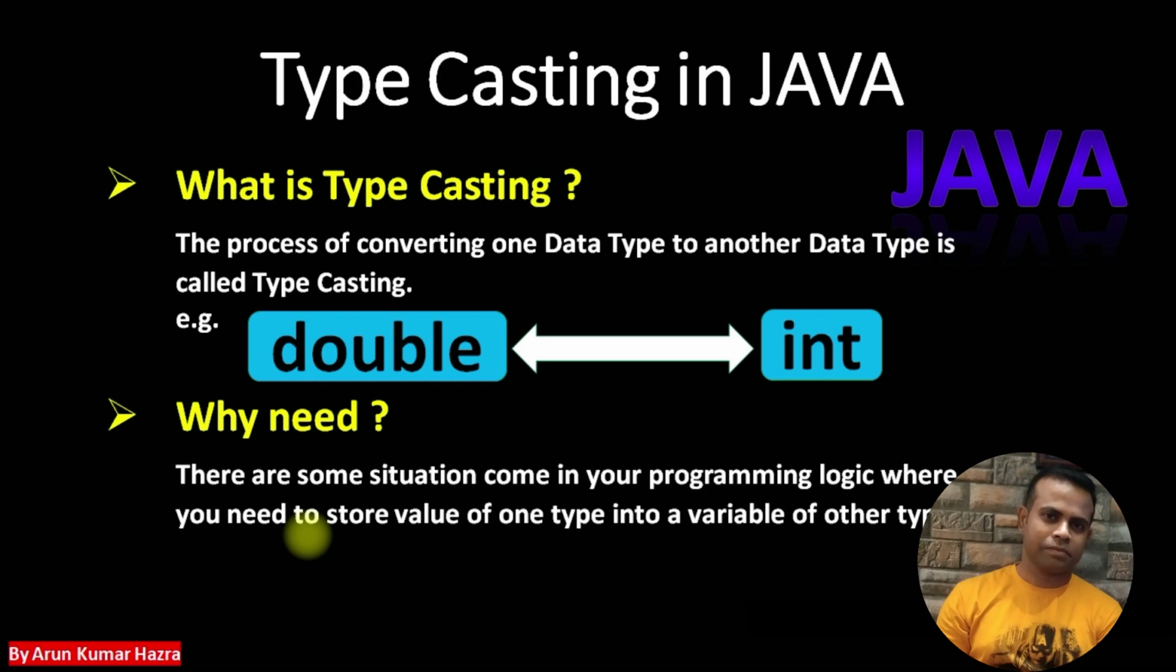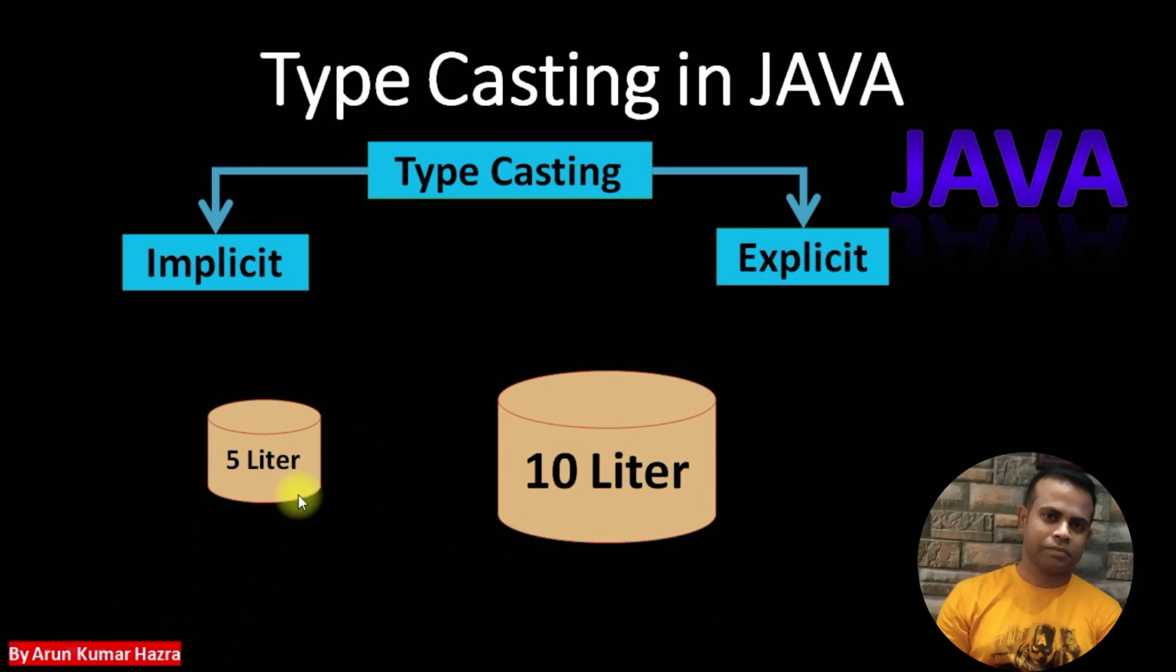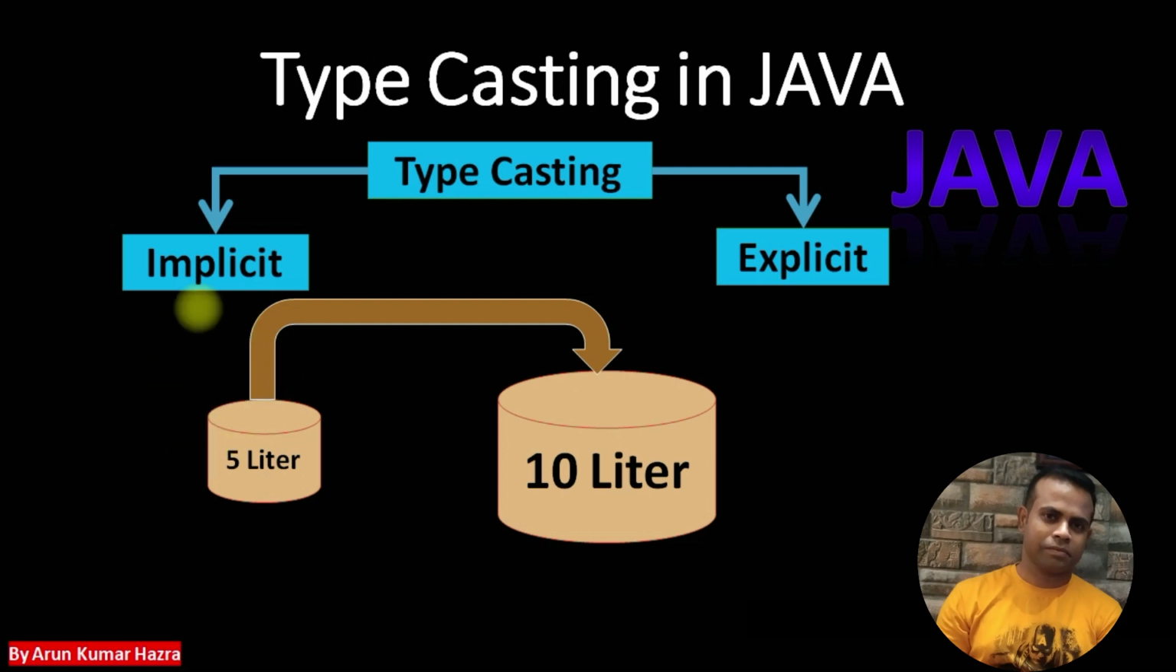Now coming to casting, Java typecasting is divided into two parts: one is called implicit and the other is called explicit. Let's take an example to understand implicit and explicit typecasting. I have two containers, one 5-liter and one 10-liter. Assume the 5-liter container is full with milk and I want to shift the milk to the 10-liter container. There should not be any issue because the 10-liter container has enough space to hold the 5-liter container's milk, right?